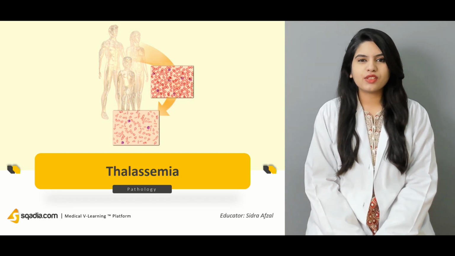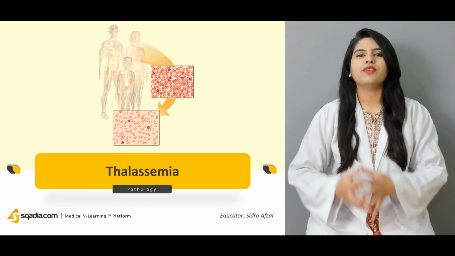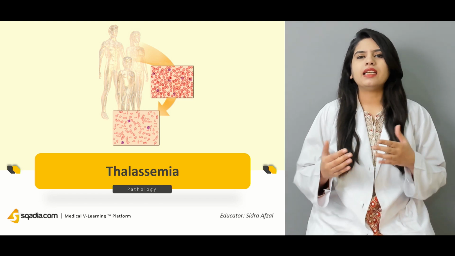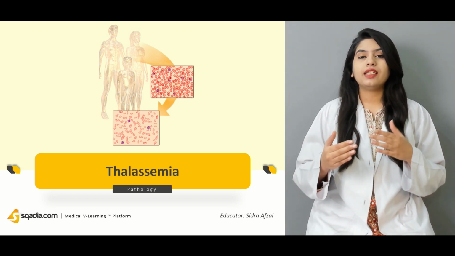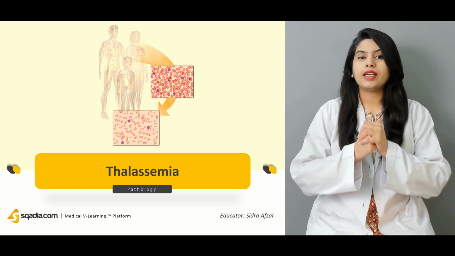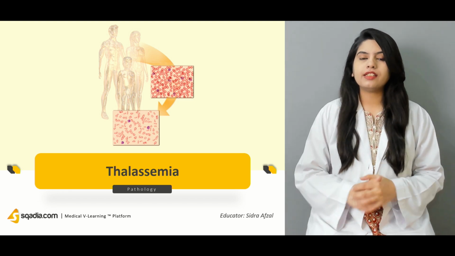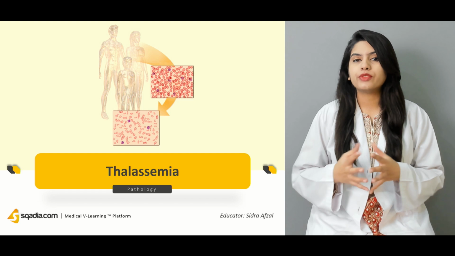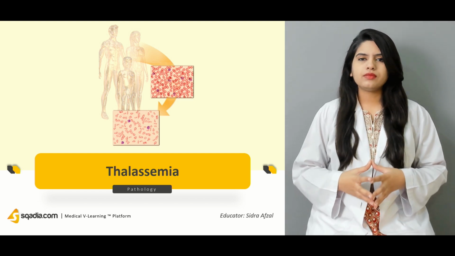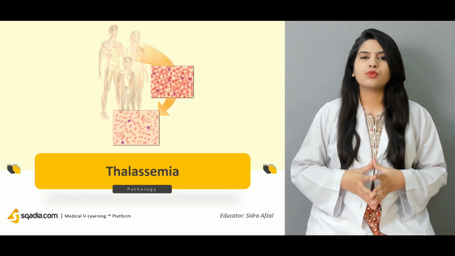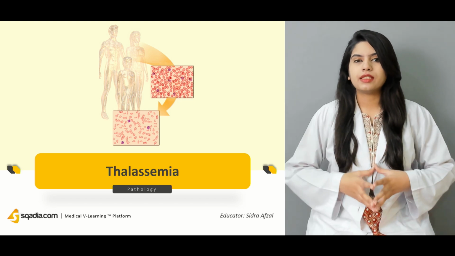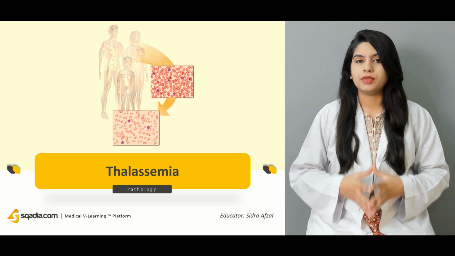Thalassemia is a genetic disorder that runs in families. Basically, it results in the production of abnormal red blood cells that are destroyed during the early period of their production. Because of this, it leads to a deficiency of red blood cells in the body and causes anemia.